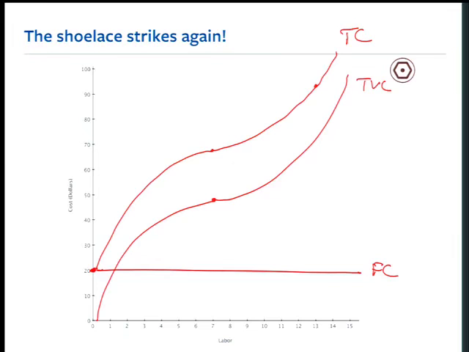Now, the first thing I'm going to want to figure out, because it's easy, is average variable cost. Well, what is average variable cost? Average variable cost is variable cost over output. Right? So at any level of output, what can I do? Well, at any level of output, I can figure out what total variable cost is by simply reading it off this fancy graph.